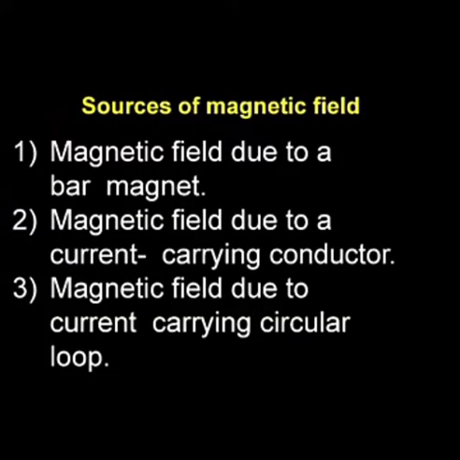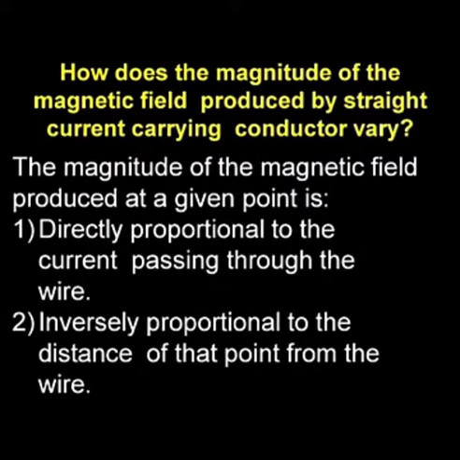Then, what are the sources of magnetic field? The magnetic field due to the bar magnet, the magnetic field due to the current carrying conductor, and the magnetic field due to the current carrying circular loop. How does the magnitude of the magnetic field produced by a straight current carrying conductor vary? The magnitude of the magnetic field produced at a given point is directly proportional to the current passing through the wire and inversely proportional to the distance of that point from the wire.